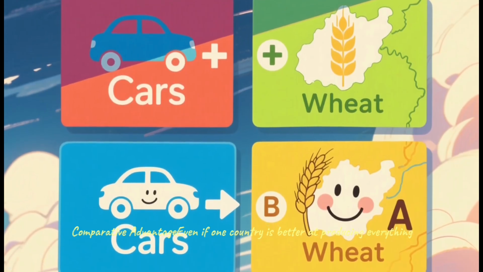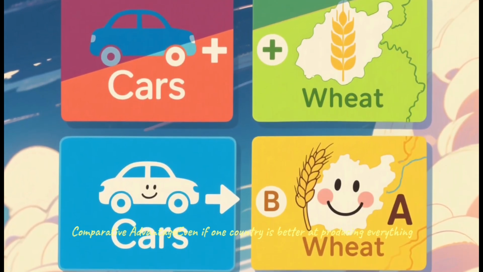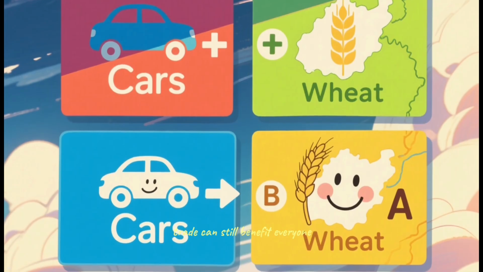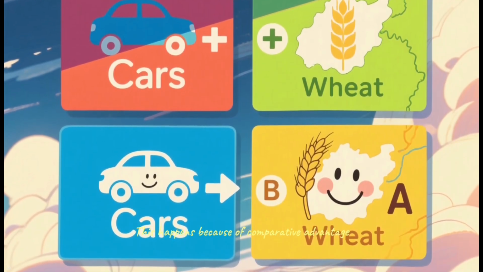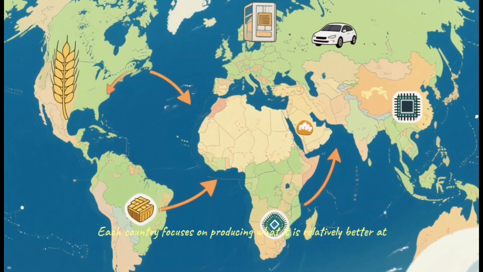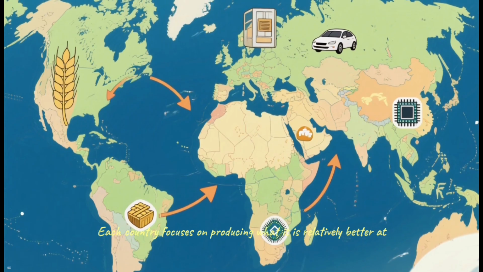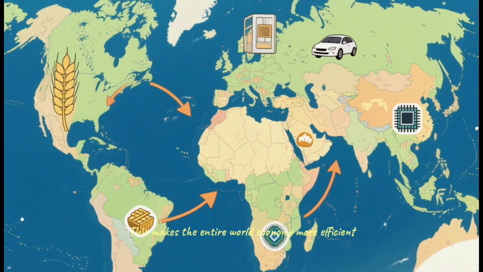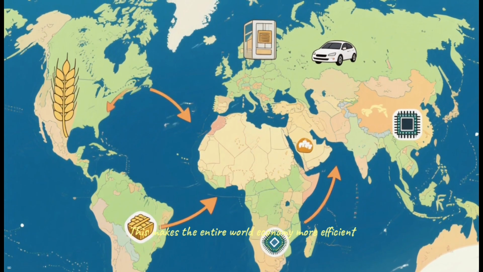Comparative advantage. Even if one country is better at producing everything, trade can still benefit everyone. This happens because of comparative advantage. Each country focuses on producing what it is relatively better at, then trades with others. This makes the entire world economy more efficient.